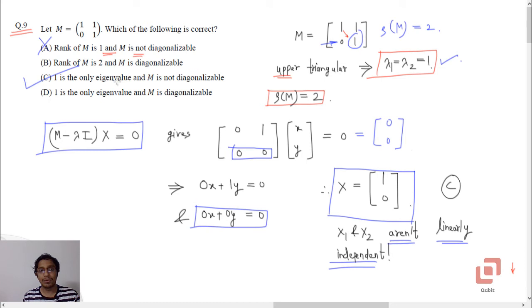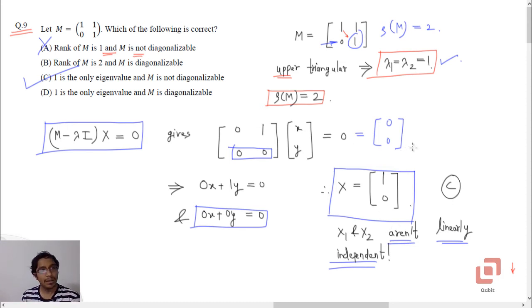1 is the only eigenvalue. Yes, we already had determined it. And M is not diagonalizable because of the linear dependence of the eigenvectors of M. Okay, so a pretty simple question based on three concepts. First, eigenvalues, second, rank, and third, diagonalization.